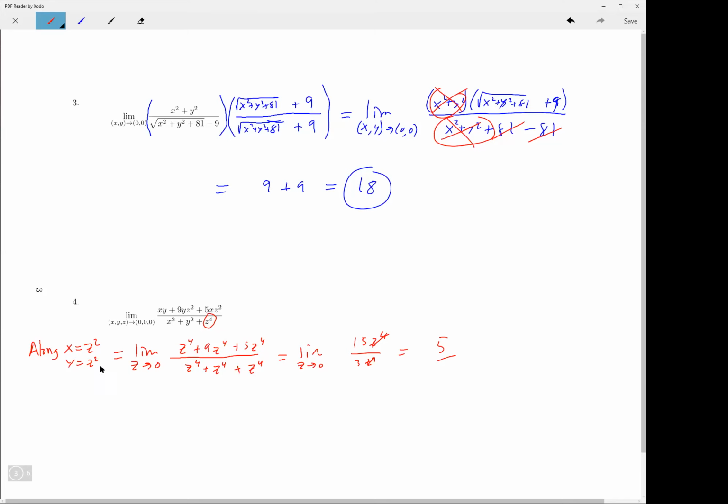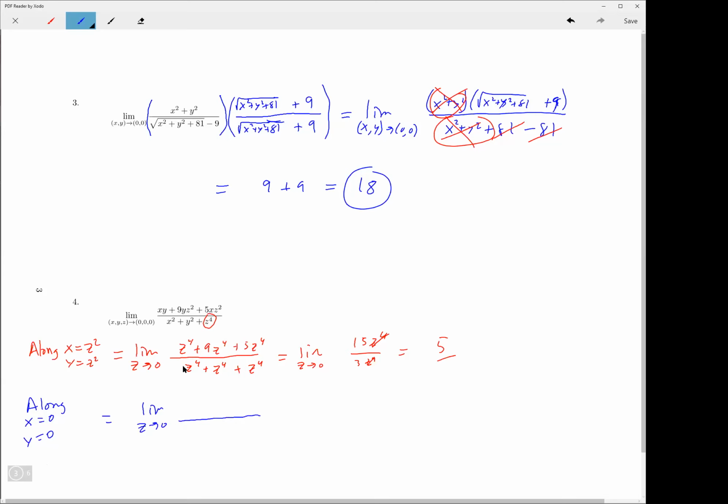So what's my strategy here? Is it to find the limit, or to maybe show that the limit doesn't exist? So let's take another path. What's an easier path? Maybe x is 0 and y is 0, right? That would be an easier path, so that would be the limit as z goes to 0.